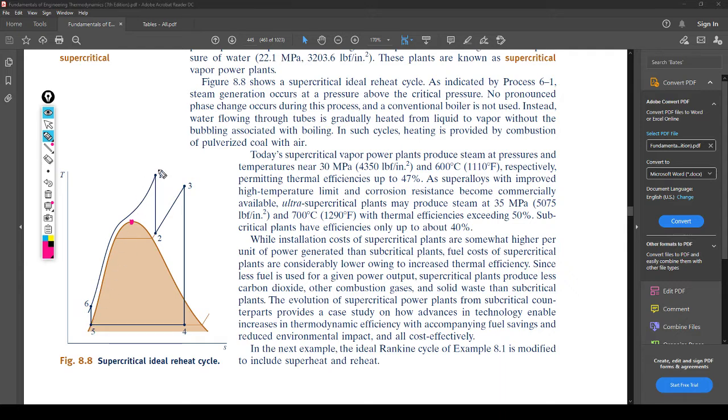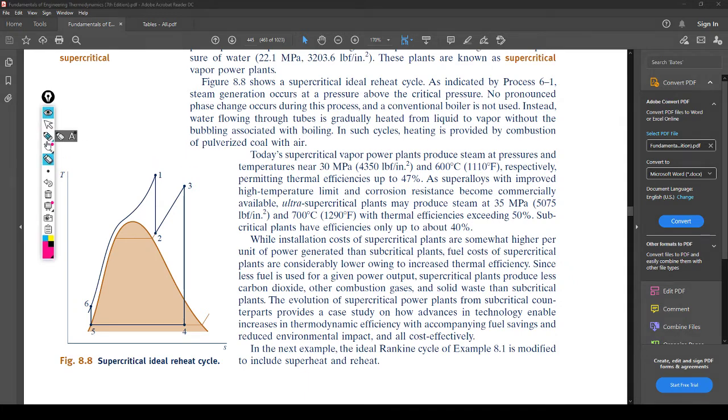Like this. It kind of just goes like this. So up. And it doesn't even follow this curve anymore, really. It is outside of it entirely. And we'll explain that in just a second. So it says, Figure 8.8 shows a supercritical ideal reheat cycle. As indicated by process 6-1, steam generation occurs at a pressure above the critical pressure.